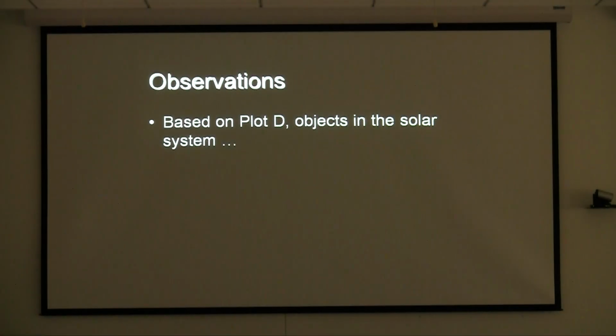Okay, so based on plot D. Based on plot D, objects in the solar system, how can we make a generalization based on this? They're not right beside the sun. Say that louder. No object is right beside the sun. No object is right beside the sun, okay? Anybody else want to finish the sentence in a different way?